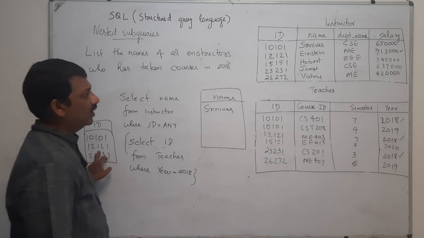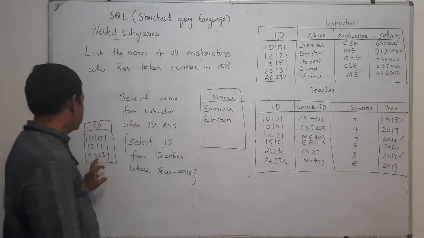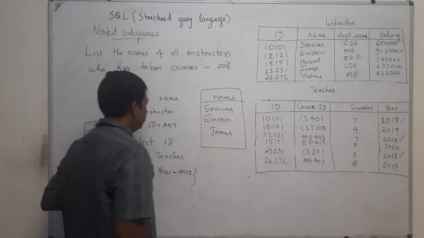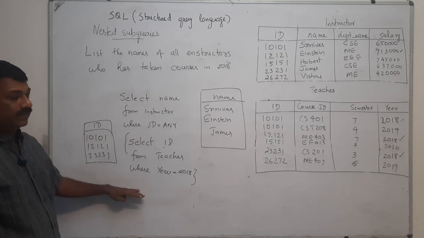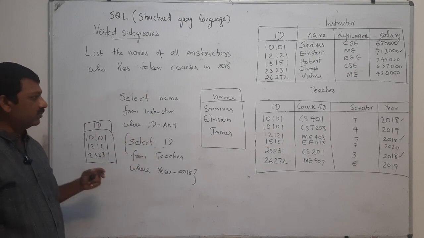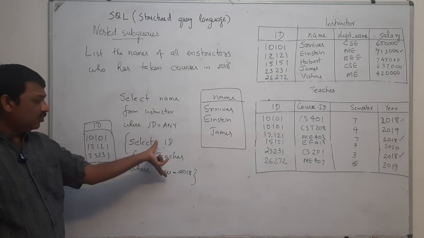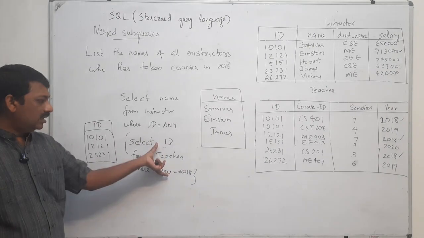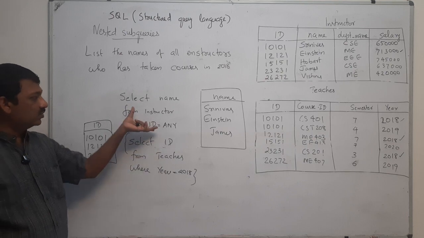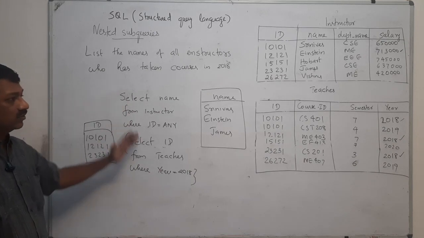ID equal to 12121, it will display Einstein. And ID equal to 23231, James. Okay. So that means when you are executing this query, this query is inside this query. That means this is in a nested form. This is the parent query and this is the subquery. The subquery will be executed first, and that result will be passed on to its parent, and like that. So this is the way this is going to be done.